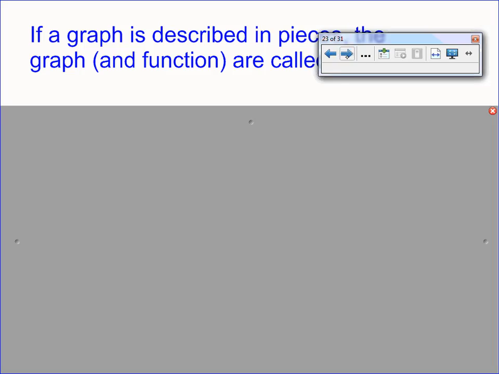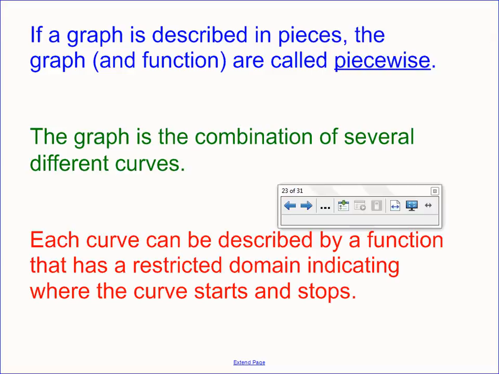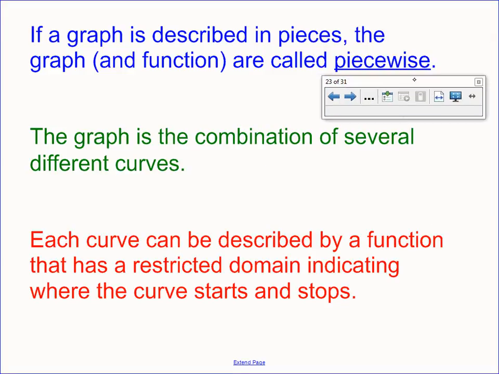All right, you guys have just seen your first piecewise defined function. If a graph is described in pieces, like the blue piece and the green piece, the graph and function are called piecewise. The graph is a combination of several different curves. Each curve can be described by a function rule that has a restricted domain indicating where the curve starts and stops. So we'll be looking at little x windows, little intervals of x values where a particular rule applies, and break it up into different pieces. That's why it's called a piecewise function.